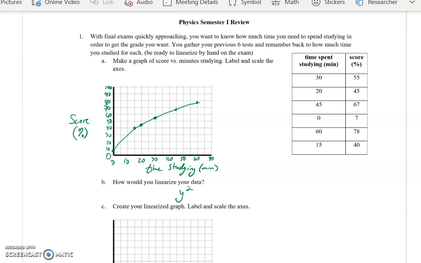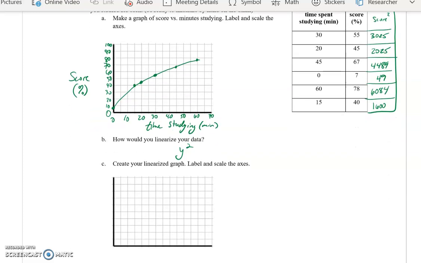So we're going to create our linearized graph. I'm actually going to make another column in my data table. Call this score squared. And I'm going to square all my scores. So now we've got our score squared, and we're going to graph our data here. So score squared goes on the y-axis in percent squared. You still have time studying on the x-axis. That's still in minutes.